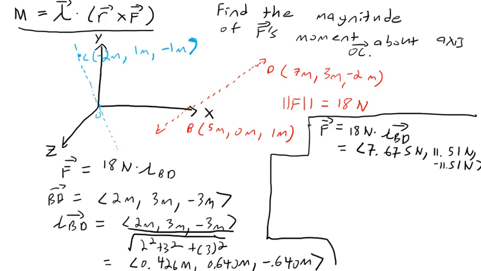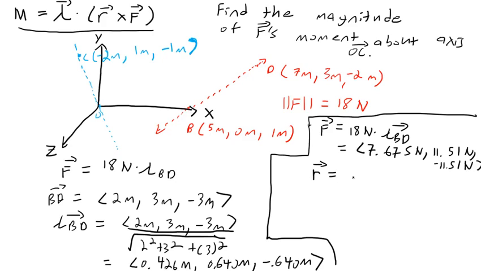So we have this part here, then we need r. r is fairly straightforward. It's just the vector, again, from any point along the axis to any point that the force acts through. So we could use the one here, or we could use the one here. For simplicity, I'm just going to use the B here. Okay?